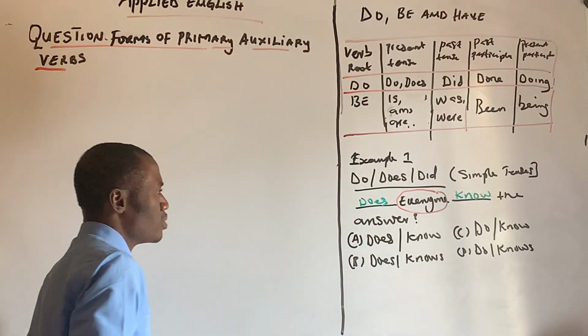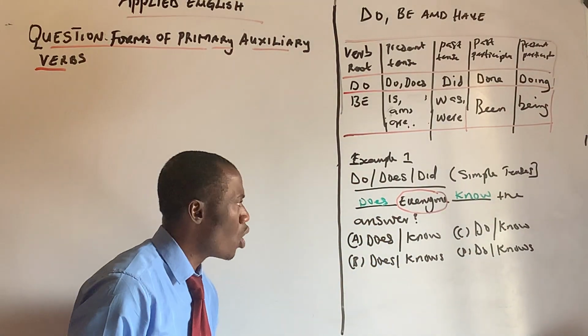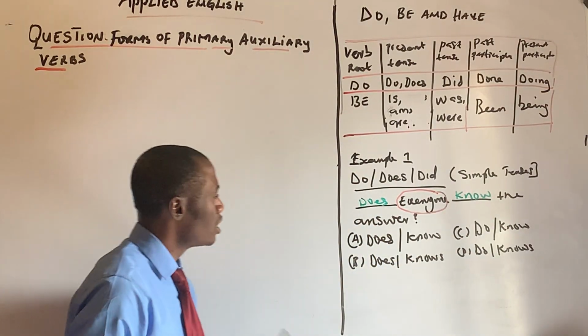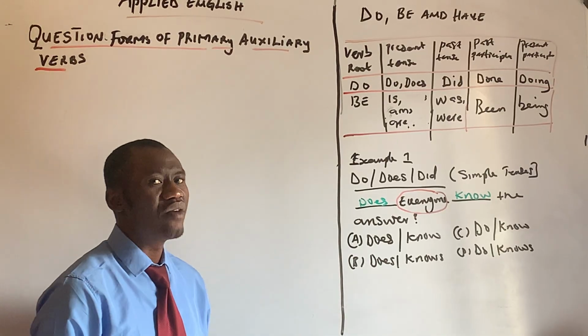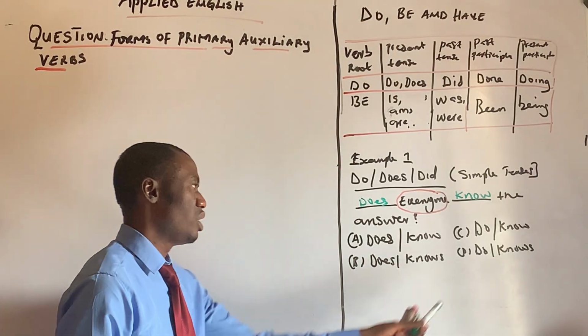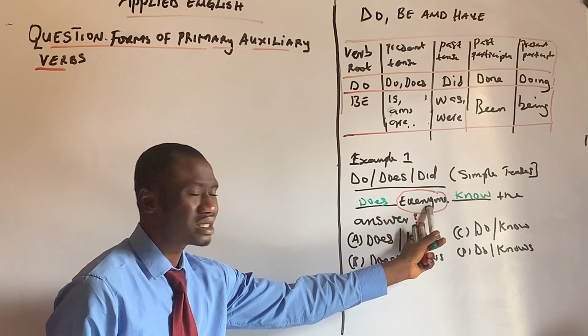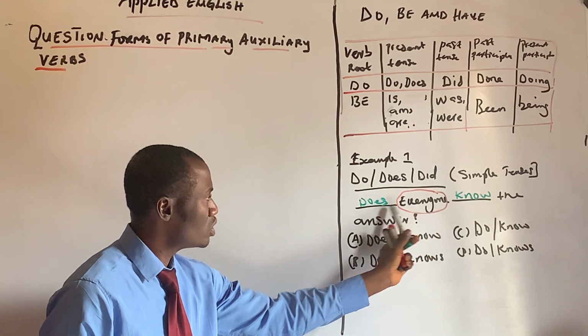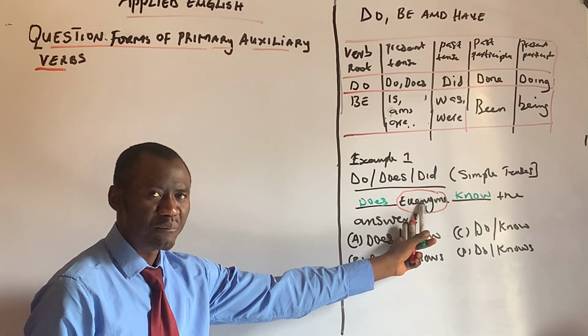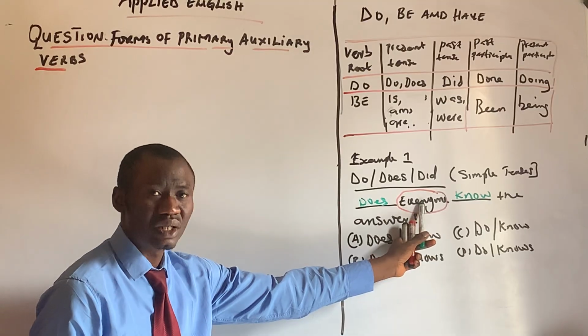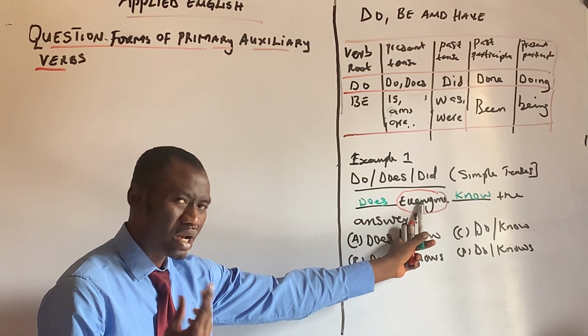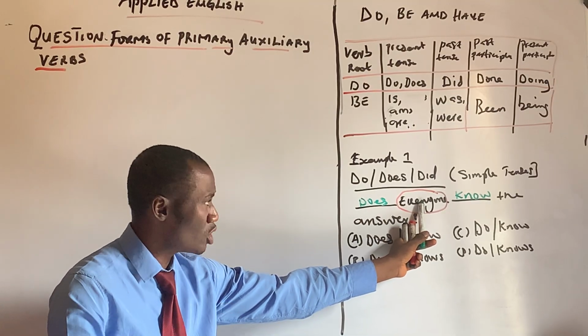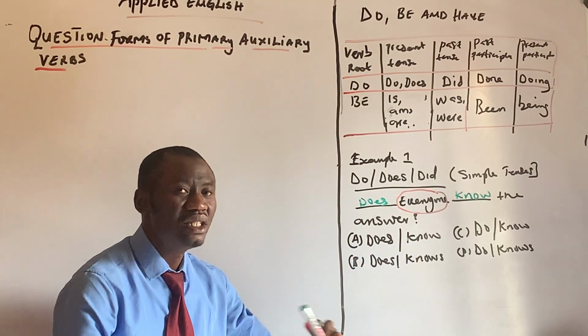So the answer becomes, does everyone know the answer? Not do everyone know the answer. No, you don't use do because this is a singular subject. You rather use does to agree with this singular subject, because everyone, everybody, anyone is seen as a singular subject. Now the main verb is unchanged.